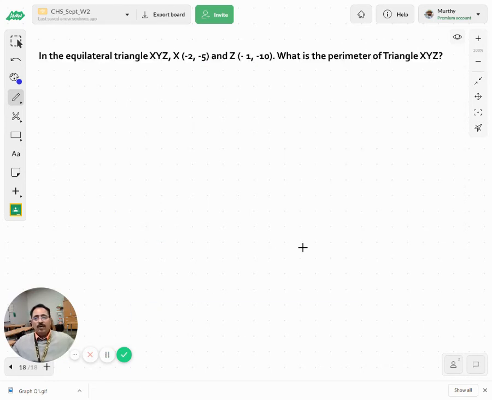One more question. This time you are asked to find the perimeter of an equilateral triangle. Equilateral triangle means a triangle in which all the three sides are equal. Therefore, if I can find one side, then all the three sides will have the same length. Suppose I can figure out the length of one side, then all the three sides will be the same.